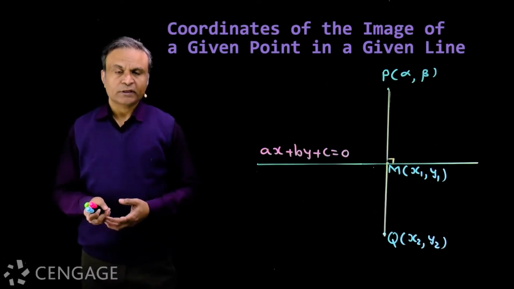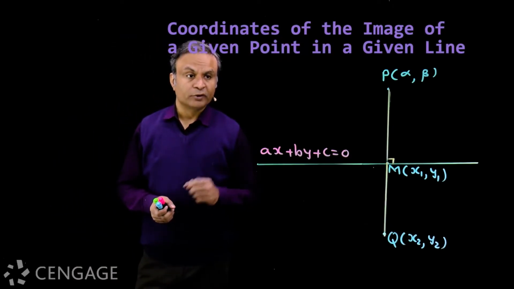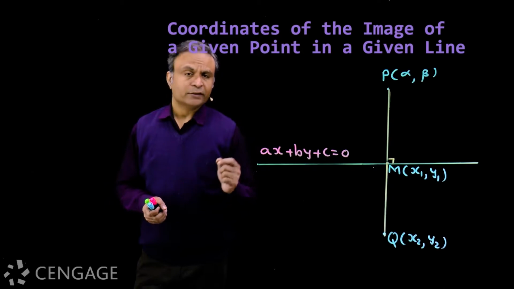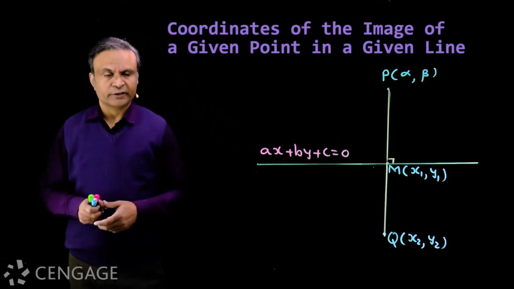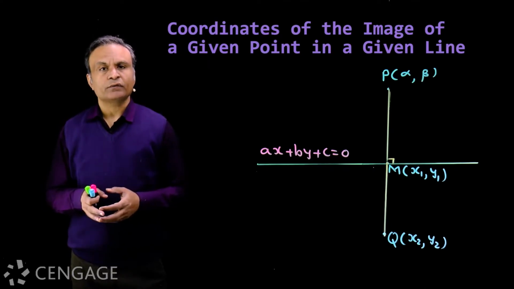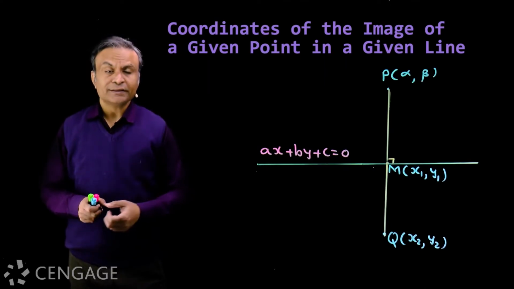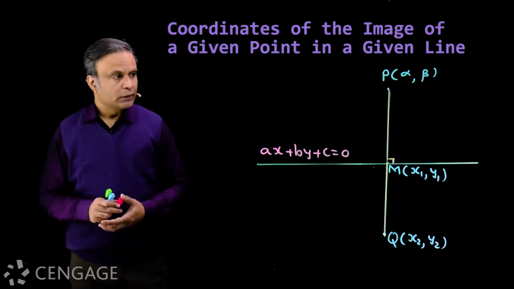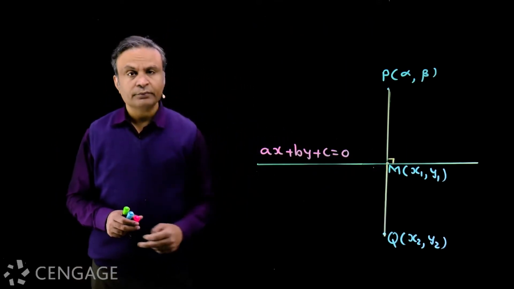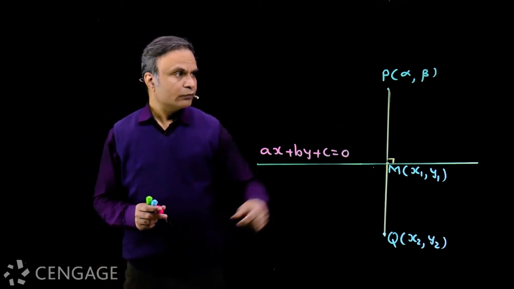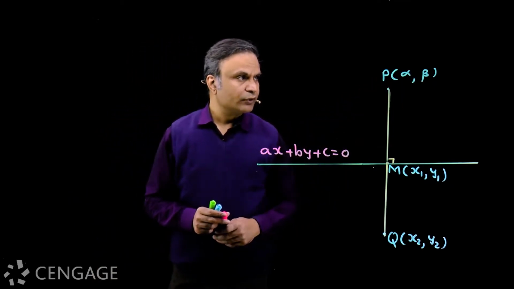Hello students, in this video we will see one formula. We will derive the formula to get the coordinates of the foot of perpendicular from a given point on the given straight line and the coordinates of the reflection of a given point in the given straight line. Here we have a straight line whose equation is ax plus by plus c is equal to 0. We have a point P having coordinates alpha comma beta.